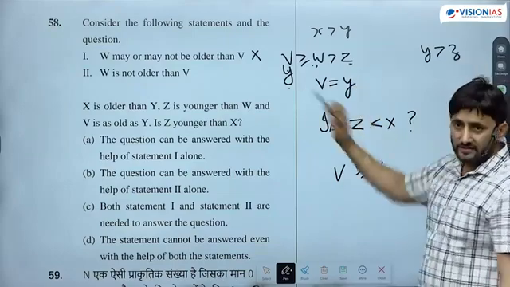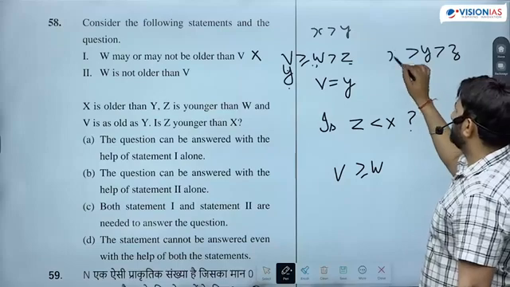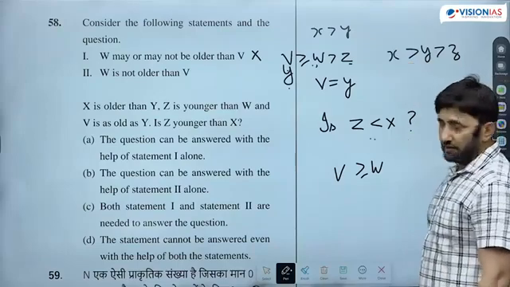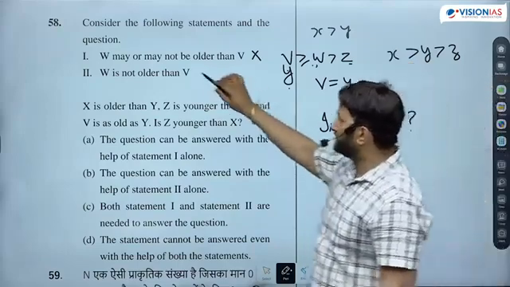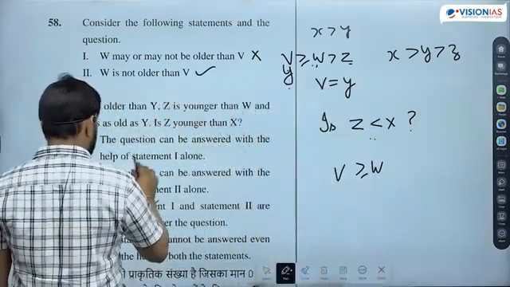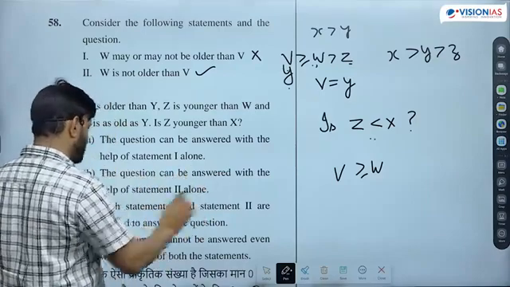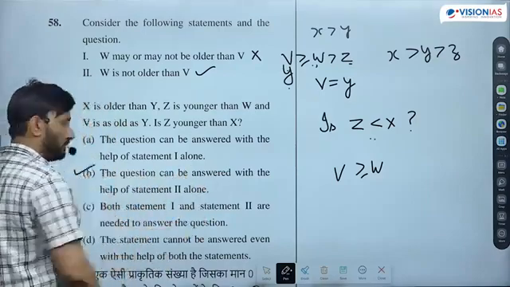From this, can I say Y is greater than Z and X is greater than Y? So can we answer this question? Yes, by using only the second statement we can answer this question. So the question cannot be answered by the help of statement 1 alone. Now the question can be answered with the help of statement 2 alone. Yes.